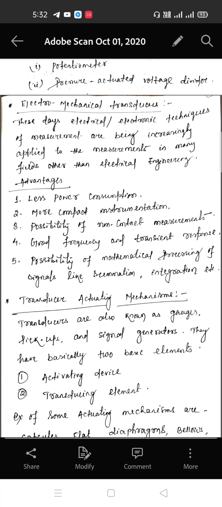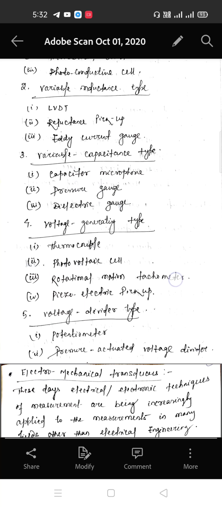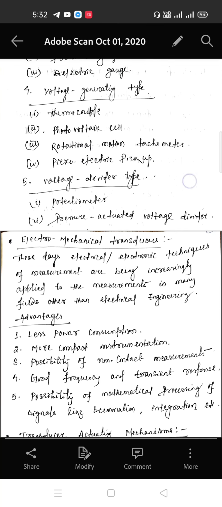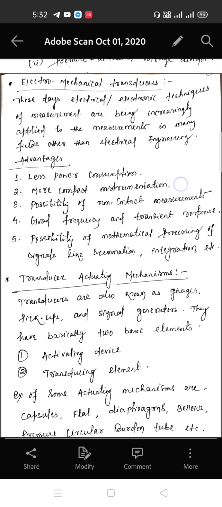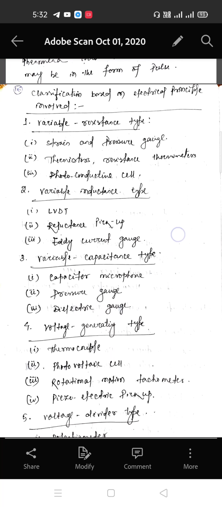We will discuss the Hall effect sensors and the piezoelectric sensors in the upcoming lectures. Then this unit will be completed. Thank you.